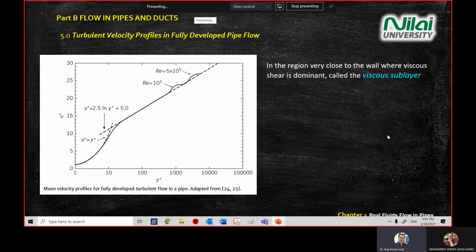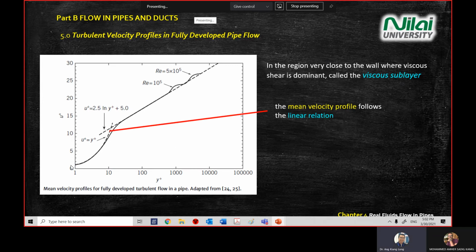And a technical term to introduce to you today is called viscous sublayer. Viscous sublayer means that there's a section inside a pipe, especially very close to the wall. When a fluid flows in contact with the wall, viscous effect will take place. So take note that there's a term called viscous sublayer. It means the zone very near to the wall, where the viscous effect is dominant.